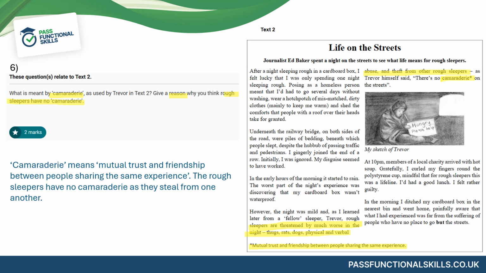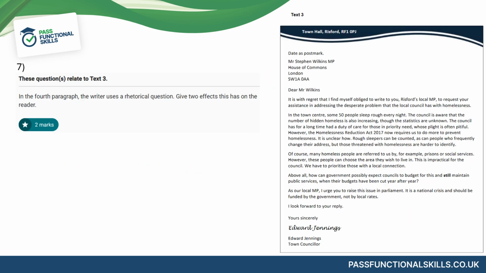So if we have a look at our written solution, we've got camaraderie means mutual trust and friendship between people sharing the same experience, which we've got from the footnote. The rough sleepers have no camaraderie as they steal from one another. So that would be a correct reason and the correct definition. The reason it is not relevant to put thugs, rats and dogs is because they're not people sharing the same experience. So that's not relevant to the question about camaraderie. It's only to do with the bad things that the rough sleepers are doing to each other that affects the lack of camaraderie.